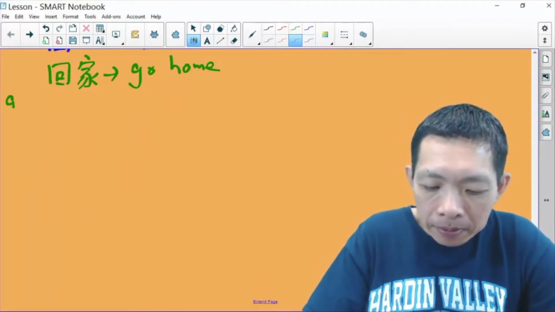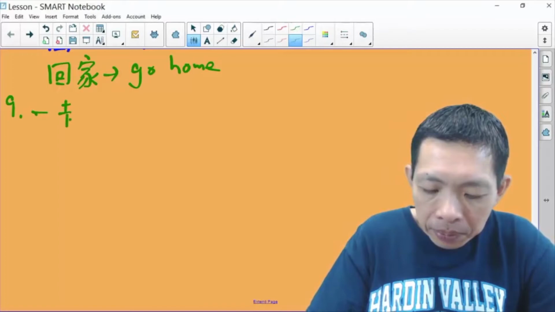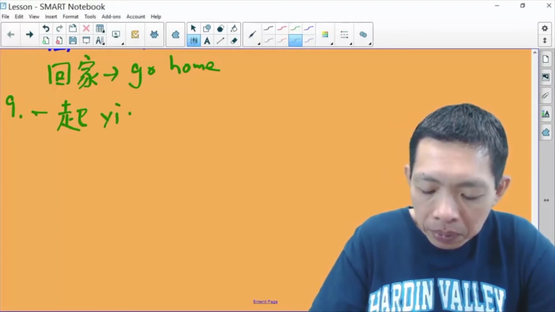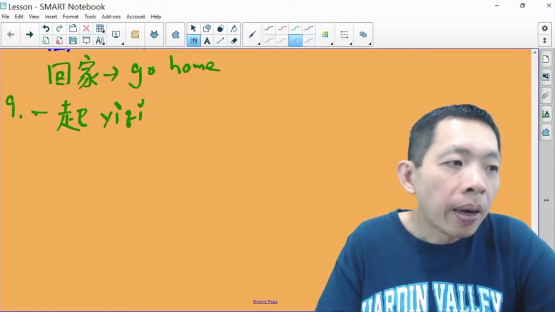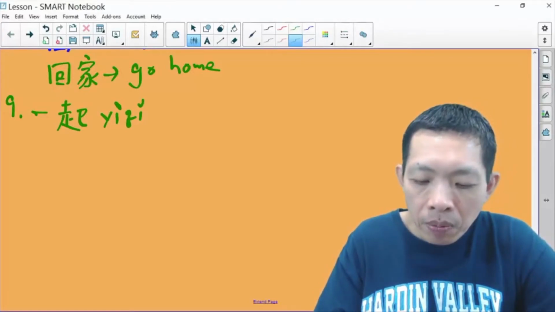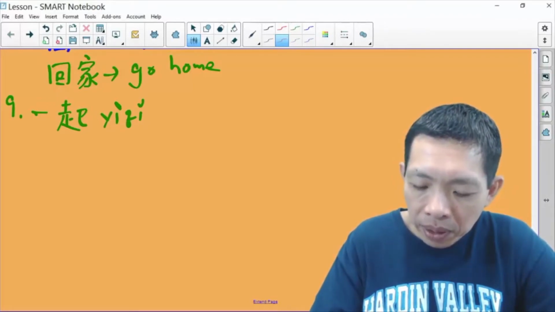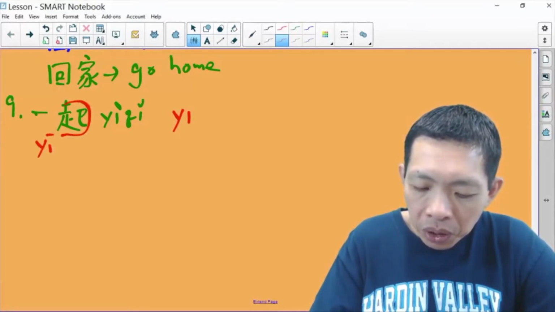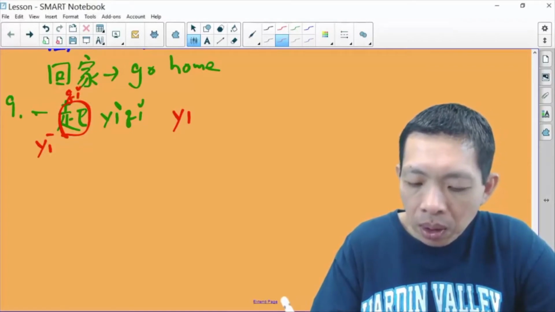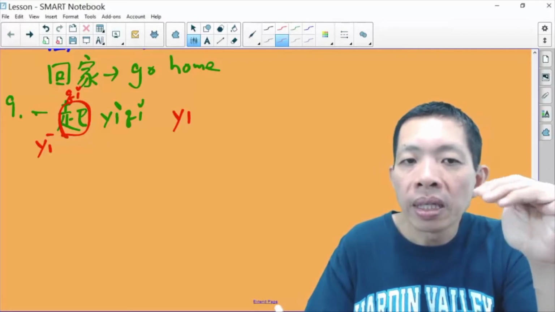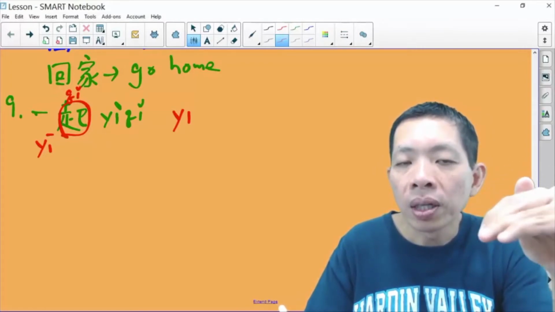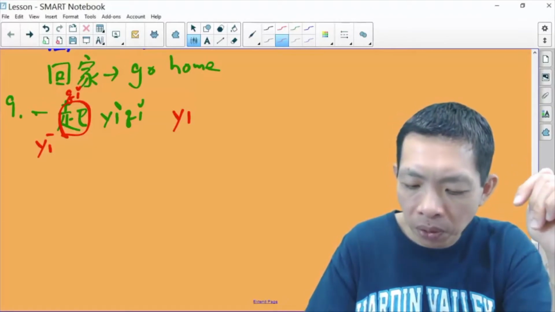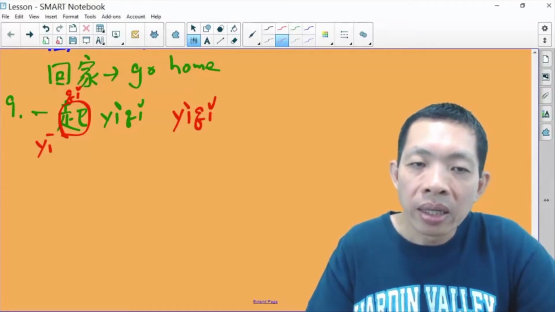Okay, number 9, 一起. Now, I would like you to look at the tone mark of this one. This character is what? 一, right? But 起 is the third tone. So if you remember, if you add 一 with first tone, second tone, and third tone, you always pronounce it fourth tone. You would change to fourth tone, I mean. So you would say yì qǐ.